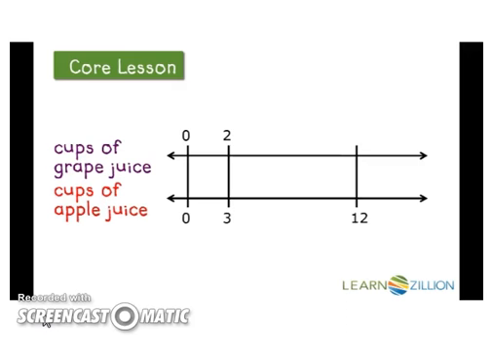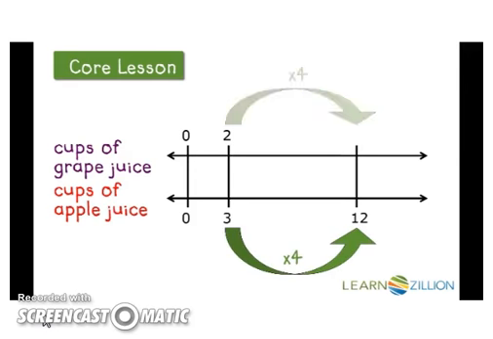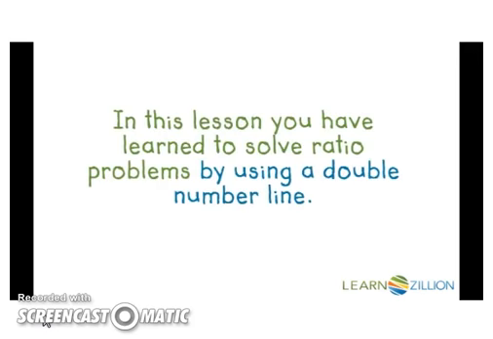Just like with ratio tables, you would notice that 3 times 4 equals 12. So we would do the same multiplication for grape juice and get that same answer that we have been getting, 8 cups of grape juice. So all these different methods, tables, double number lines, adding or multiplying, you always come up with the same answer. They're just different ways of doing it. In this lesson, you have learned to solve ratio problems by using a double number line.